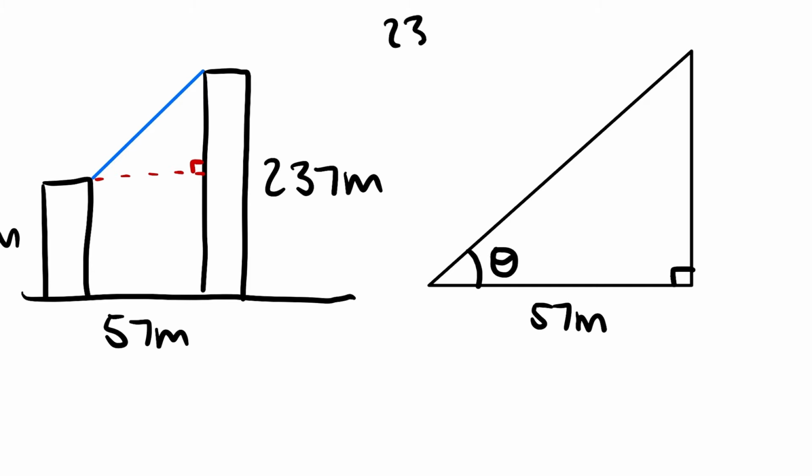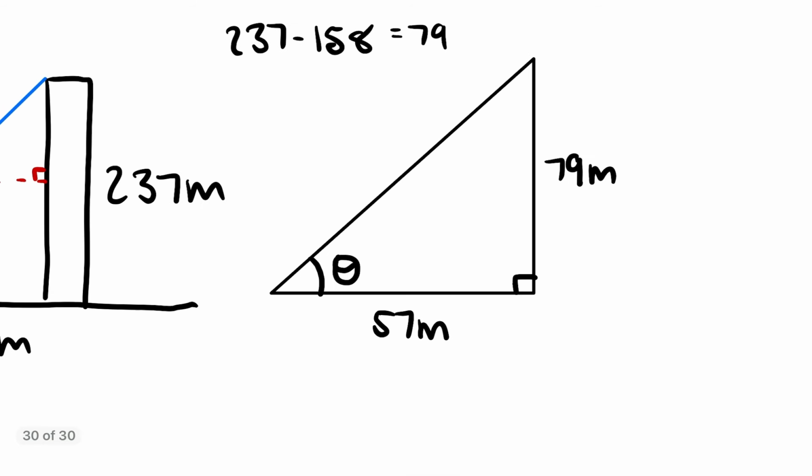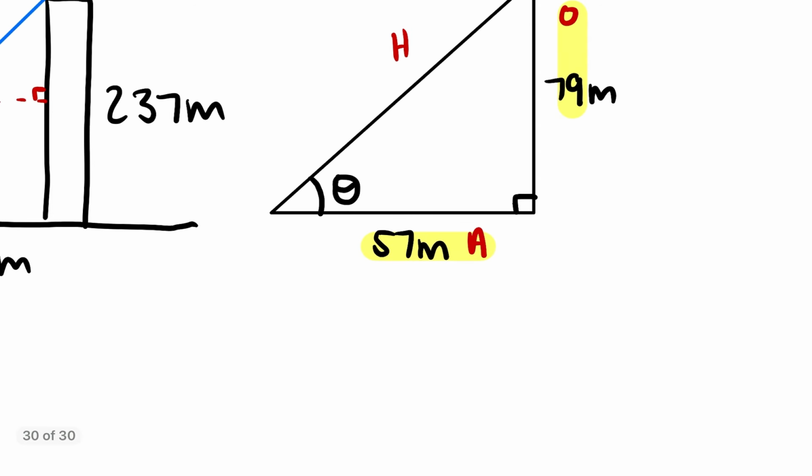So we're going to go 237, take away 158, and that gives us 79. So that means that this is 79 meters there. So now that we've got our right angle triangle, our next step is to label. So our A, O, and H. Okay, now I look and go, okay, I've got my O and I've got my A, which means I'm using a tan ratio today. So here we're going to go tan.